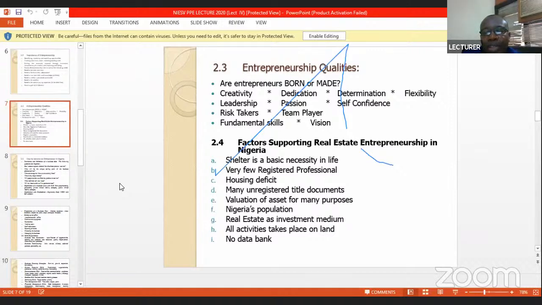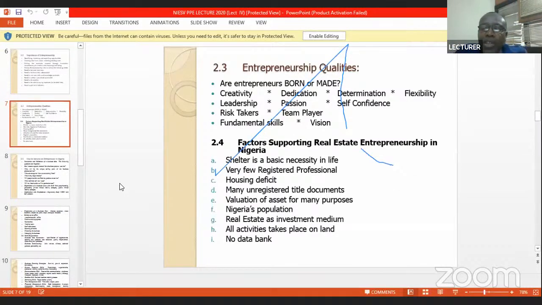Factors supporting real estate entrepreneurship in Nigeria. Why do we want you, as young graduates, to become entrepreneurs in real estate? Why are you seeking this election? Why do you want to write this exam, get elected? The simple truth is that you want to be an entrepreneur.